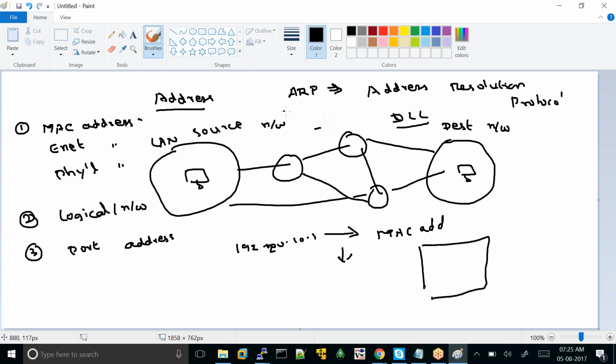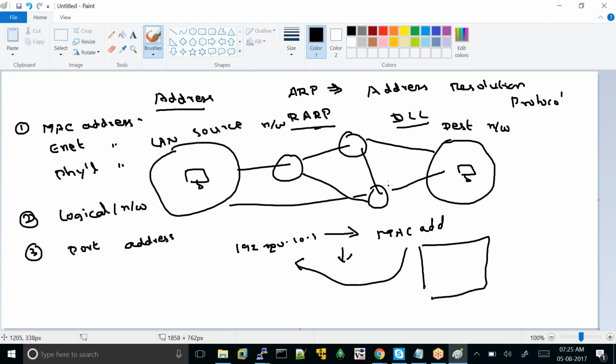Okay, so there is another protocol, RARP, that is Reverse Address Resolution Protocol. It does the opposite thing. Given a MAC address, to find the corresponding IP address, RARP will assist.